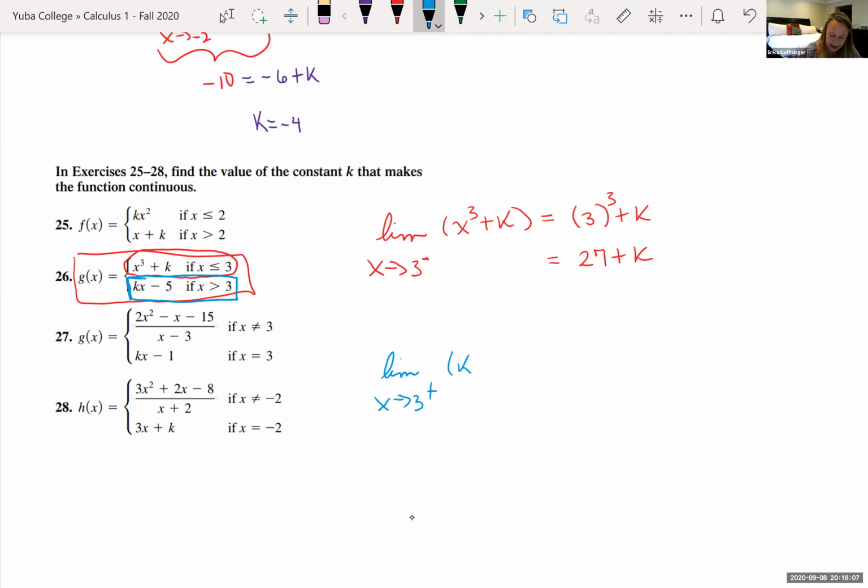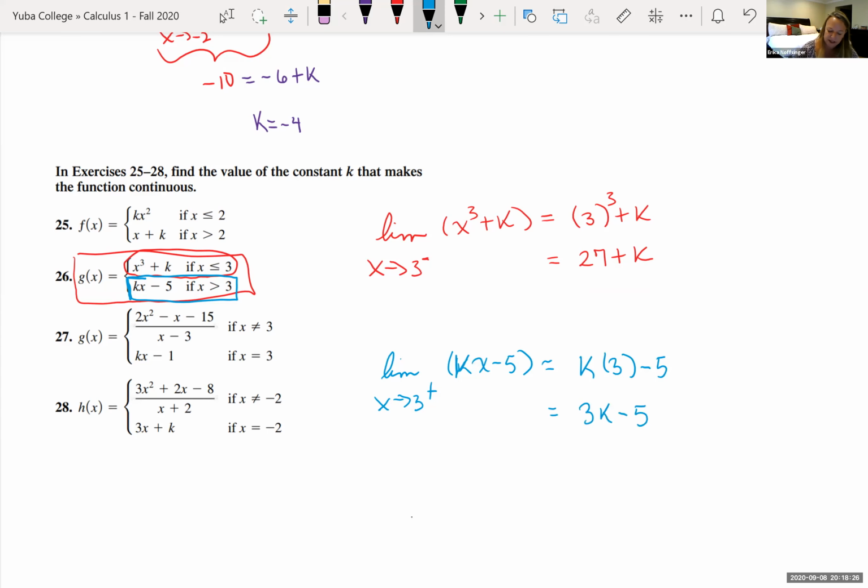So kx minus 5. So this is equal to k times x, which is 3. So k times 3 minus 5. So this is equal to 3k minus 5.